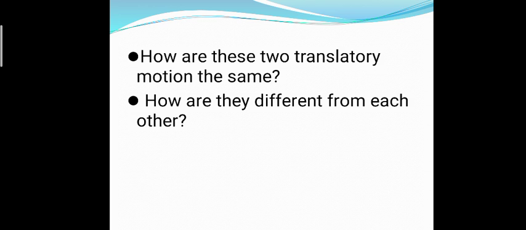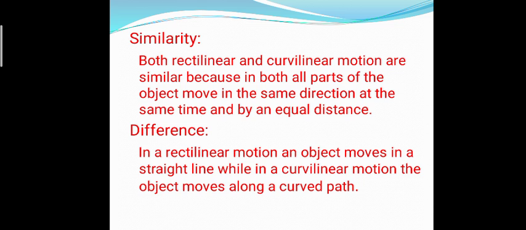So, how are these two translatory motions the same, and how are they different from each other? If we see the similarity of these two motions, both rectilinear and curvilinear motion are similar because in both, all parts of the object move in the same direction at the same time and by an equal distance. While in the difference, you can see in rectilinear motion, an object moves in a straight line, while in curvilinear motion, the object moves along a curved path.